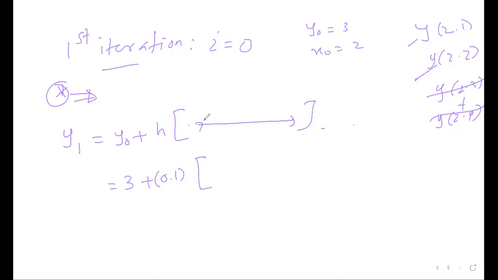So what is this one? x naught square plus y naught square, no? Okay, what about x naught square? Wherever needed, you have to write whatever the details. Okay, then you just substitute.